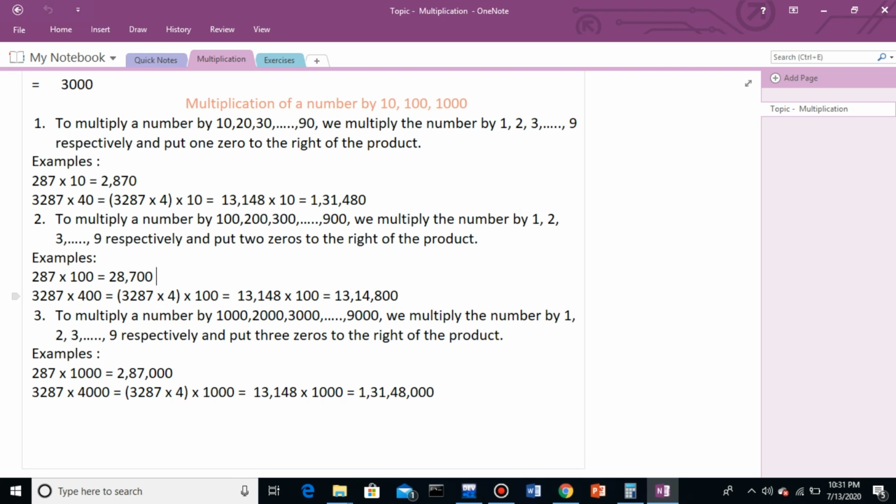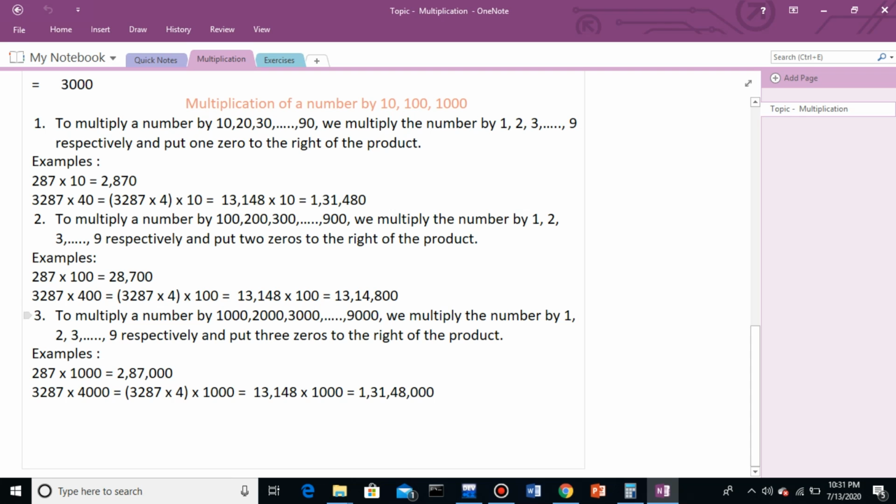287 into 100. First we multiply 287 by 1. You know the multiplicative property of 1, so it will become only 287. Then after that we will put 2 zeros to the right of the product. So it was 287 and we put 2 zeros to the right, so it will become 28,700.